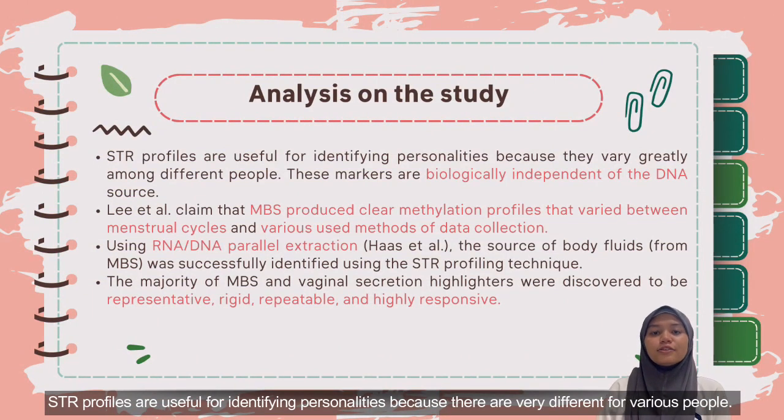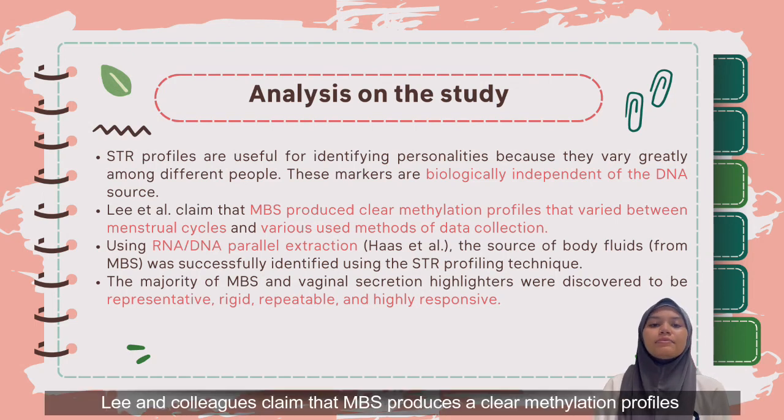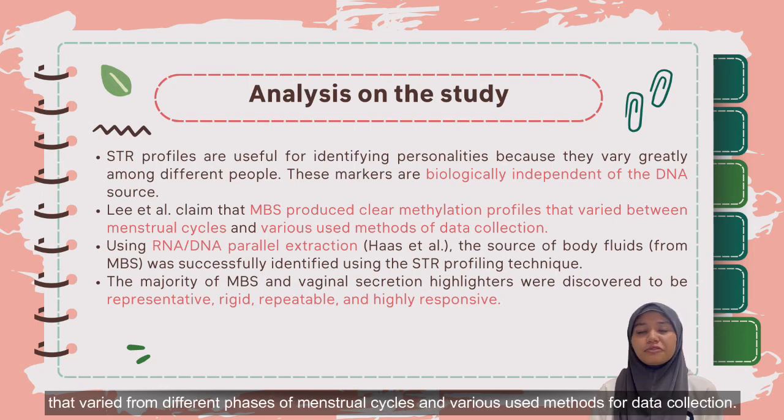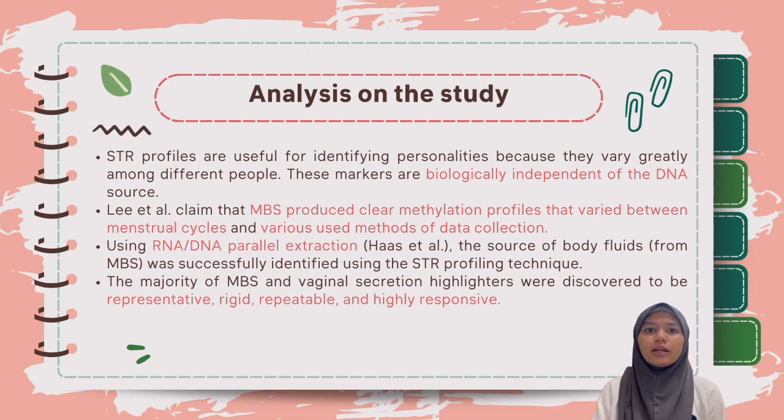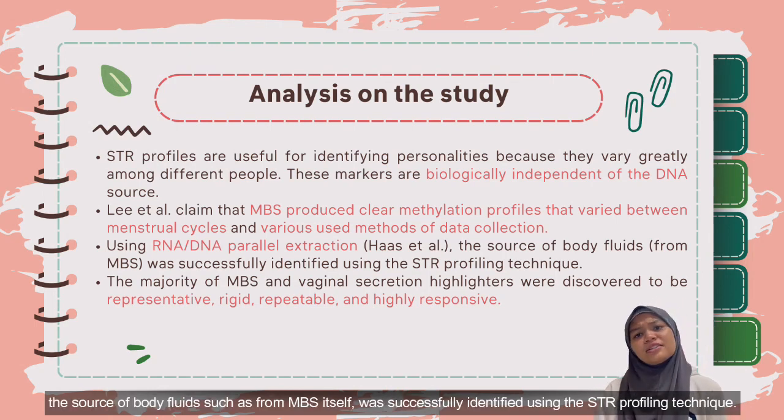STR profiles are used for identifying individuals because they are very different for various people. These markers are biologically independent of the DNA source. Lee and colleagues claim that MBS produce clear methylation profiles that vary across different phases of the menstrual cycle and various use methods for data collection. Using RNA or DNA co-extraction, which was used by House and colleagues before, the source of body fluid such as MBS itself was successfully identified using the STR profiling technique.